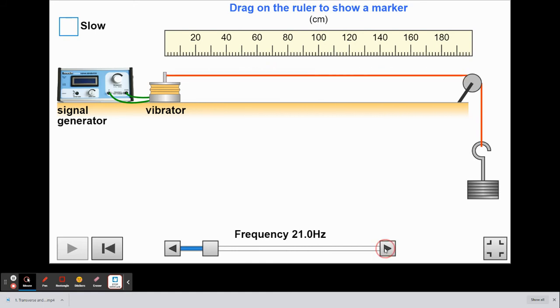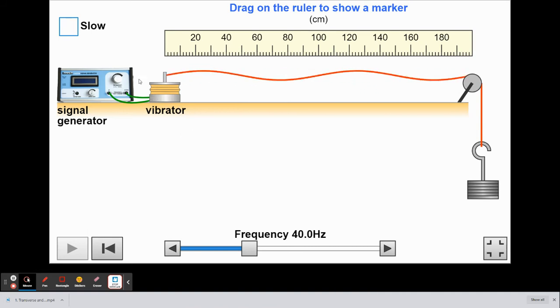Change the frequency on the signal generator until the next standing wave is produced. Here you can see there's 1.5 wavelengths. And at regular intervals, a standing wave is produced, and at that point you can take the frequency and the wavelength, multiply them together to get the speed.